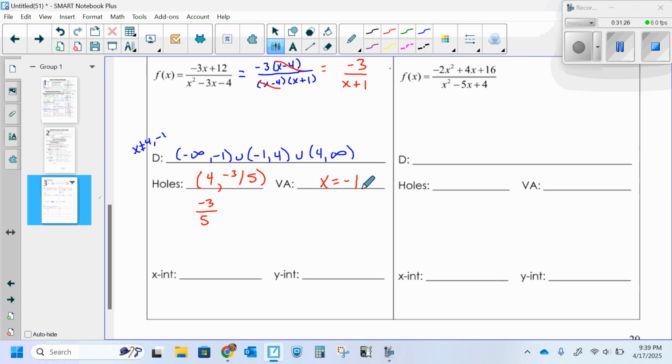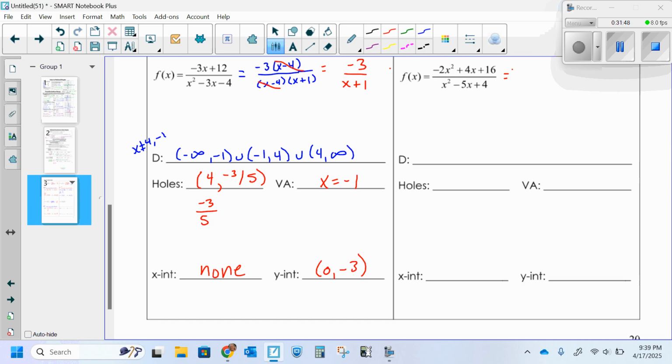Don't forget it's an equation. Don't just write negative 1. It's a vertical line. It's an equation of a line. Okay, there's no variables in our numerator, so this does not have an x-intercept. Our y-intercept is 12 over a negative 4, which is a negative 3. Okay, let's keep going. One more example, and then we'll be done.